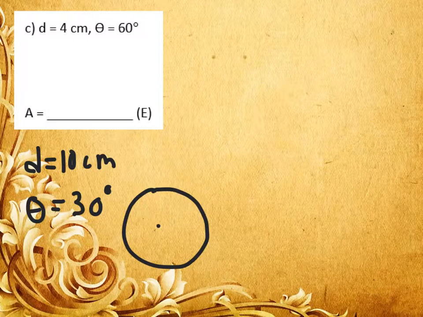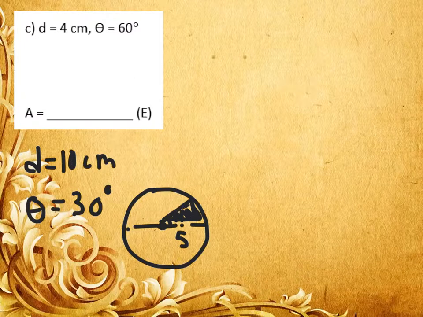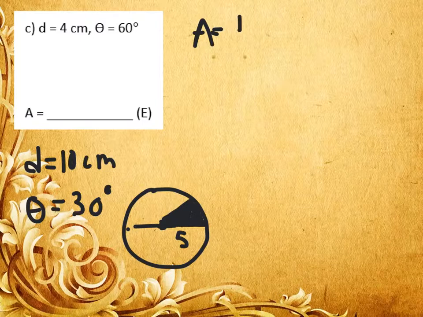So, the diameter is 10, so of course 5 would be my radius. 30 degrees might be something like this. So I'm trying to find the area of this sector right here. And so the way I can do that is the area equals 1/2 the angle in radians times r squared.